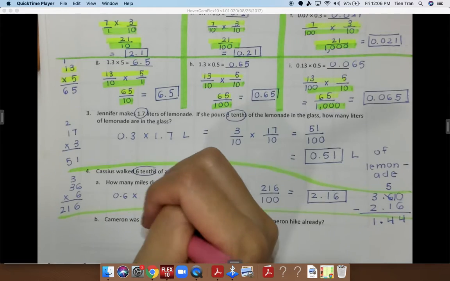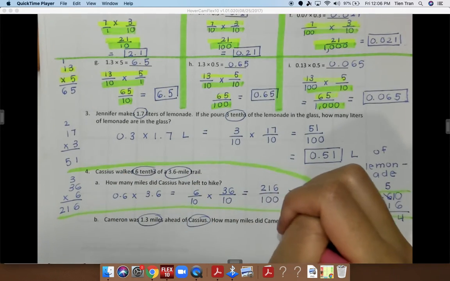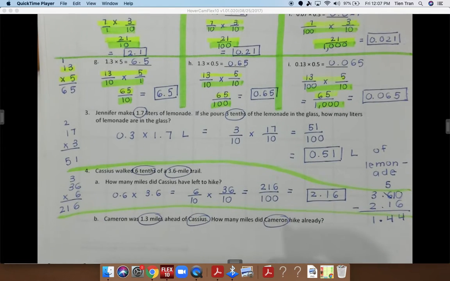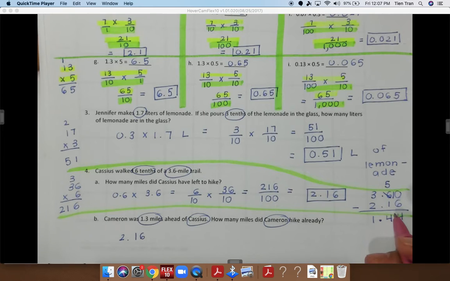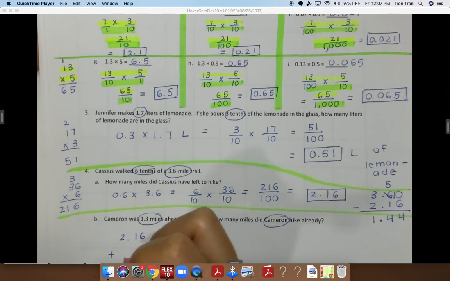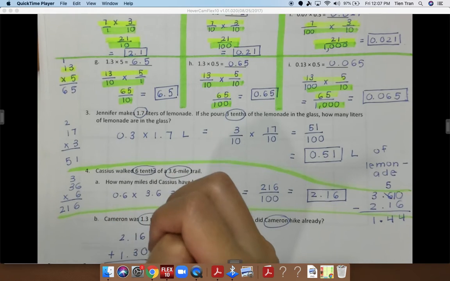Next, it says Cameron was 1.3 miles ahead of Cassius. How many miles did Cameron hike already? To figure that out, I'm going to add 2.16, this number right here, to 1.30. Why 1.30? Because it says here that there's 1.3 miles.